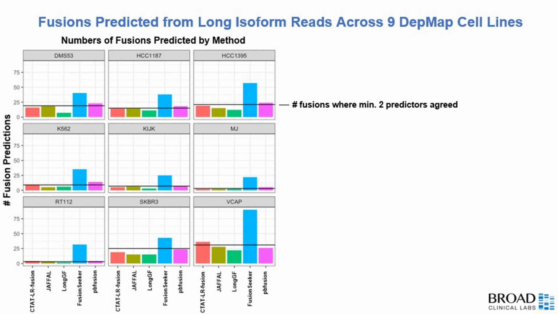Most of the tools predicted similar numbers of fusions across these different cell lines, except for Fusion Seeker, which tended to overpredict across the board. And the predictions that we have across these different programs are relatively consistent too. So if we look at the minimum number of fusions where at least 2 predictions agreed, that's shown here in this black line. So you can see that they're pretty consistent.